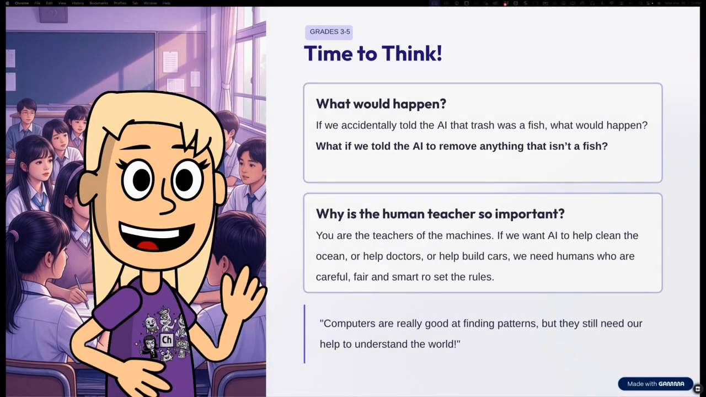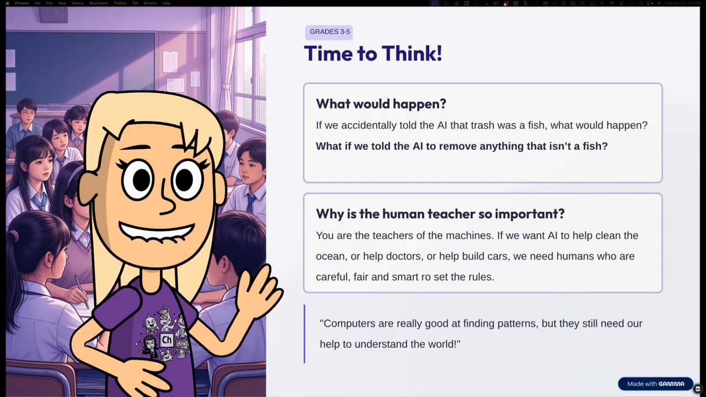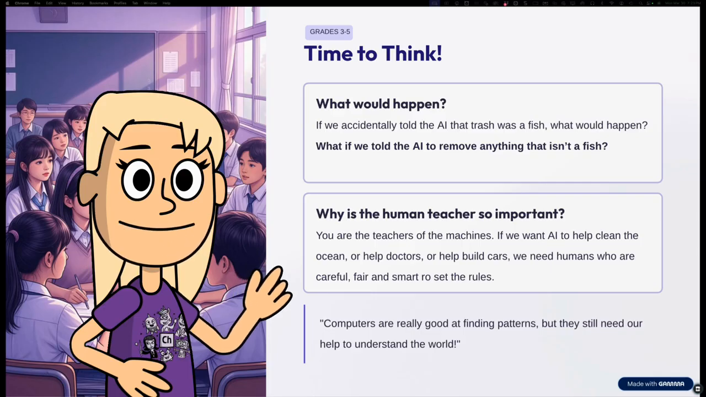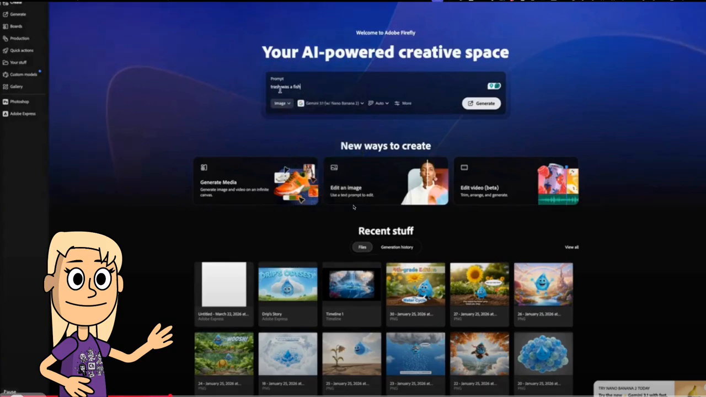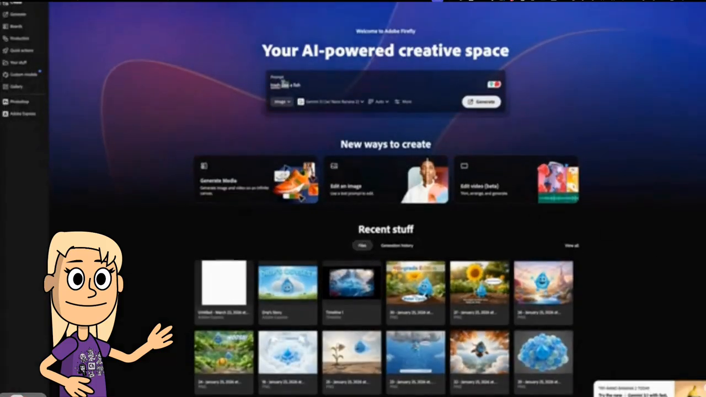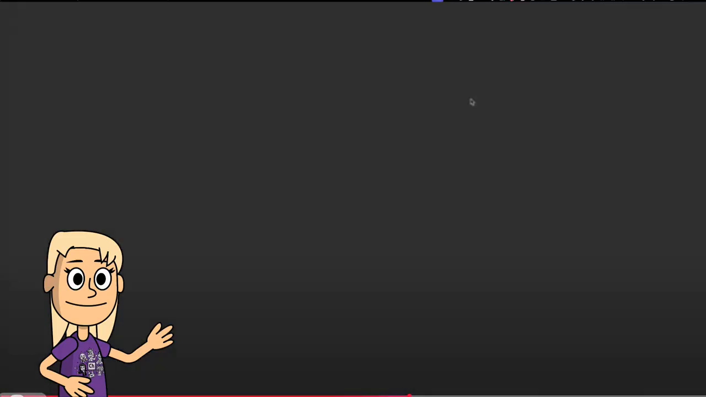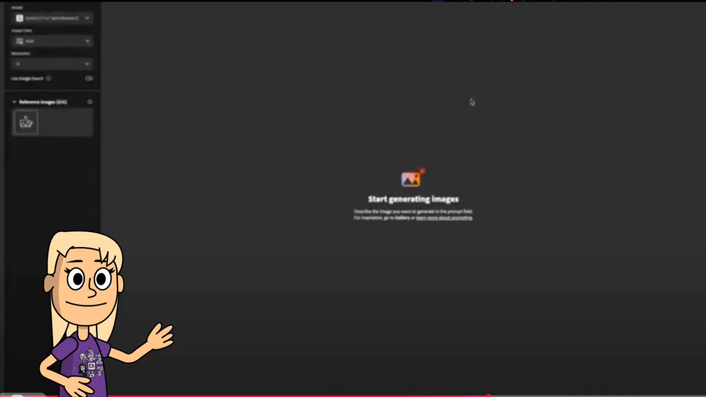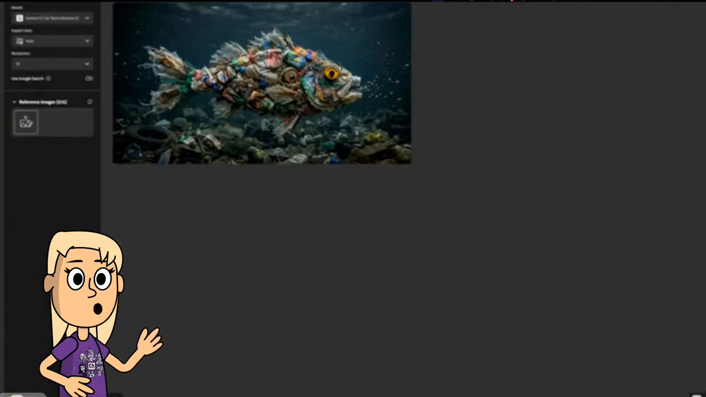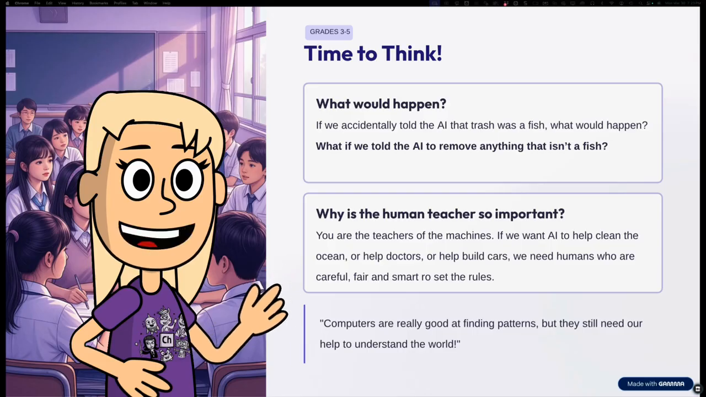Okay, it's time to think. What would happen if we accidentally told the AI that trash was a fish? What would happen? What if we told the AI to remove anything that isn't a fish? What would happen? Now, what do you notice? What do you wonder? Why is the human teacher so important? I want you to ponder these things.